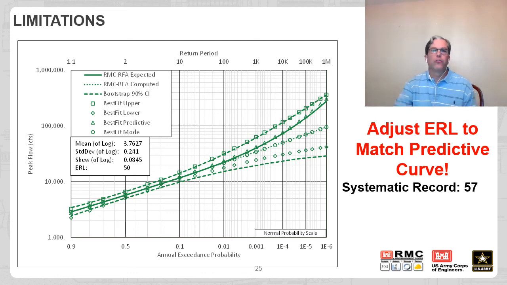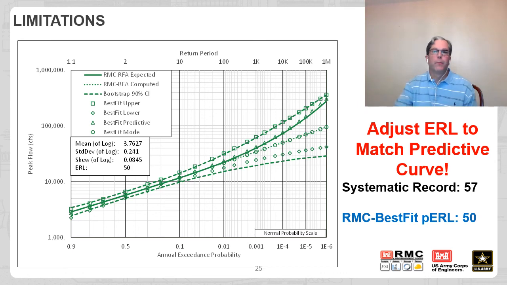After several trials, we can see that an effective record length of about 50 years provides a better match to the Best Fit predictive curve compared to our original estimate of 70 years. Also notice that the agreement improved at the upper credible limit. However, you can see that things got a little bit worse at the lower credible limit. In most cases, it is not going to be possible to get good agreement over all of these curves, so we must choose which curve we would like to match the best.